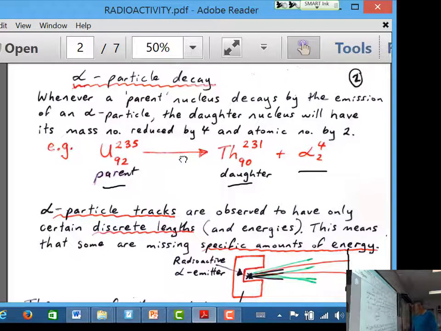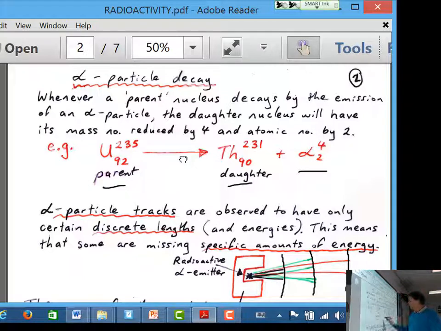Some come at this length, the expected length with the expected energy. Some are a bit shorter, a discrete length shorter, and even shorter than that, another discrete length. So it's not a range of lengths that are continuous here, there are discrete lengths of the tracks. Now that actually means that the discrete energy is missing from those alpha particles.